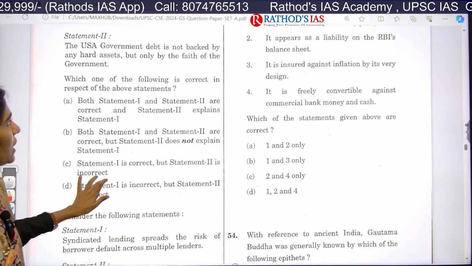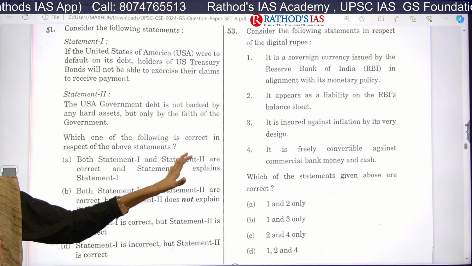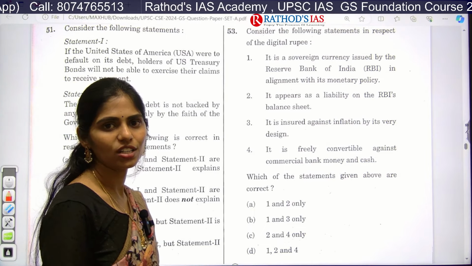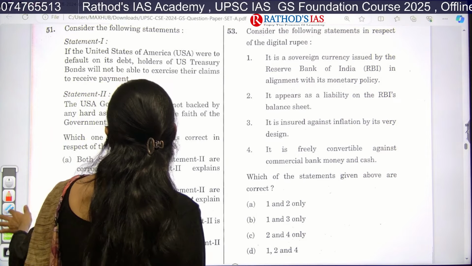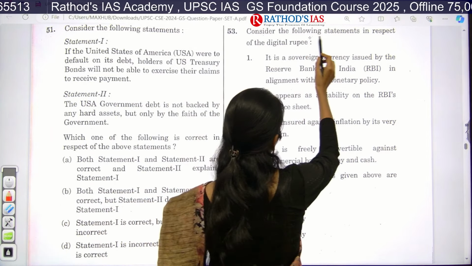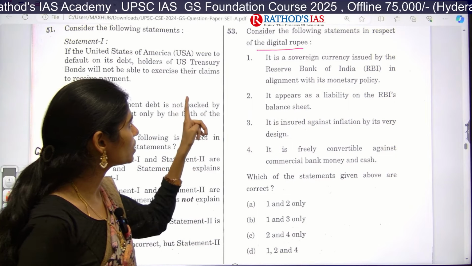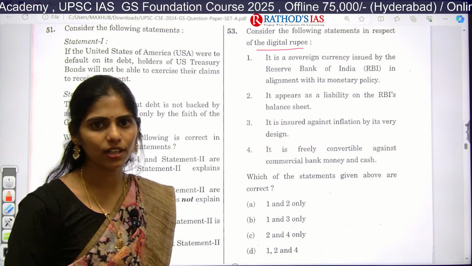Okay, now let us see the 53rd question. It is one of the expected topics we gave in our expected topic list for our students. It is about the digital rupee or digital currency. The question is: consider the following statements with respect to the digital rupee. The first statement is: it is a sovereign currency issued by RBI in alignment with monetary policy.